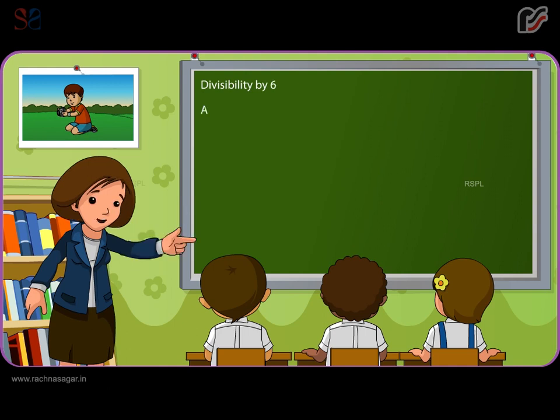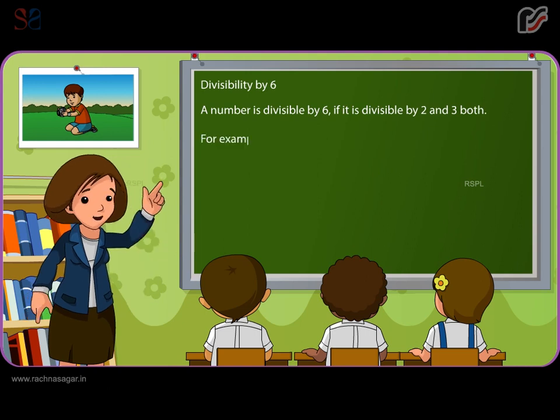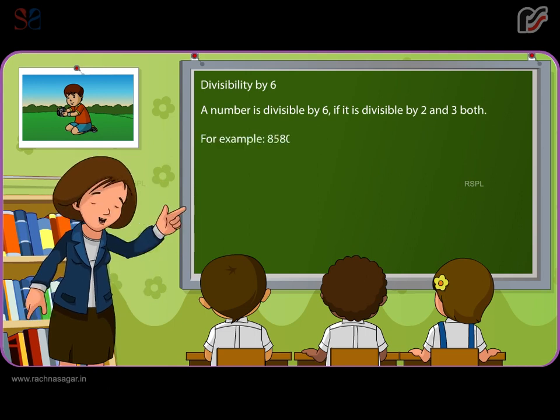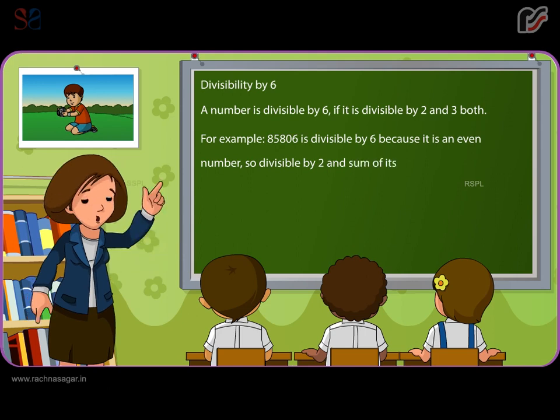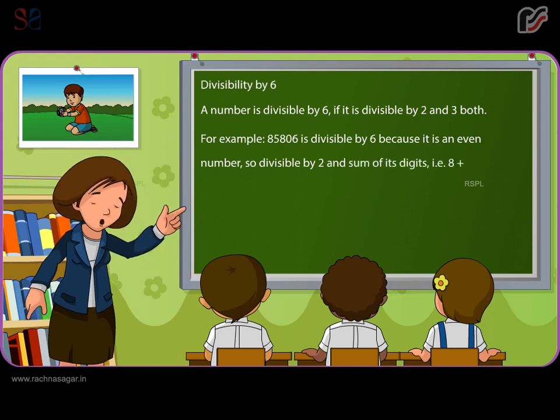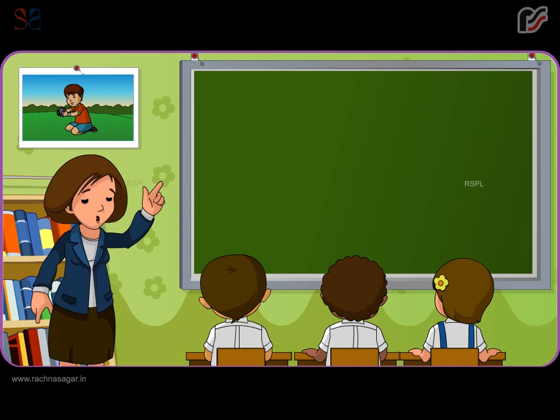Divisibility by 6. A number is divisible by 6 if it is divisible by 2 and 3 both. For example, 85,806 is divisible by 6 because it is an even number, so divisible by 2, and the sum of its digits, that is 8 plus 5 plus 8 plus 0 plus 6, is equal to 27, which is divisible by 3.